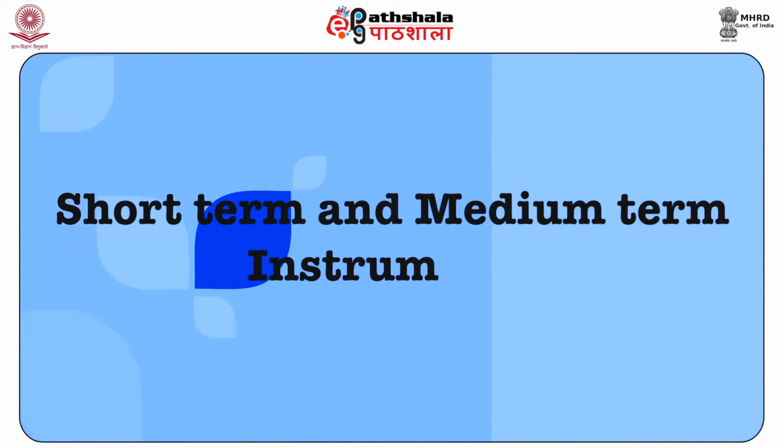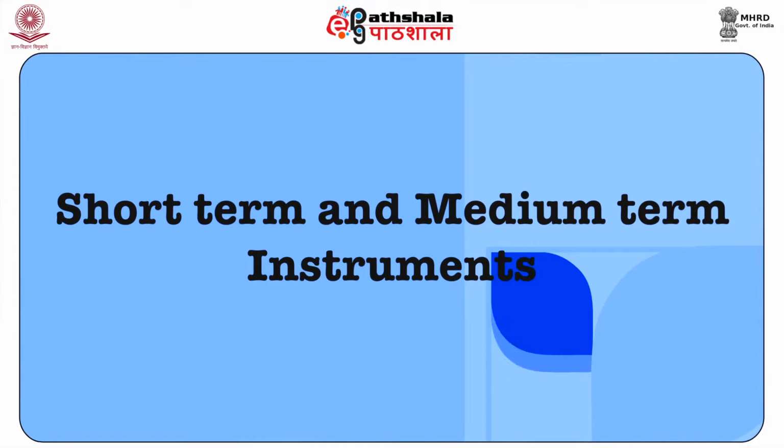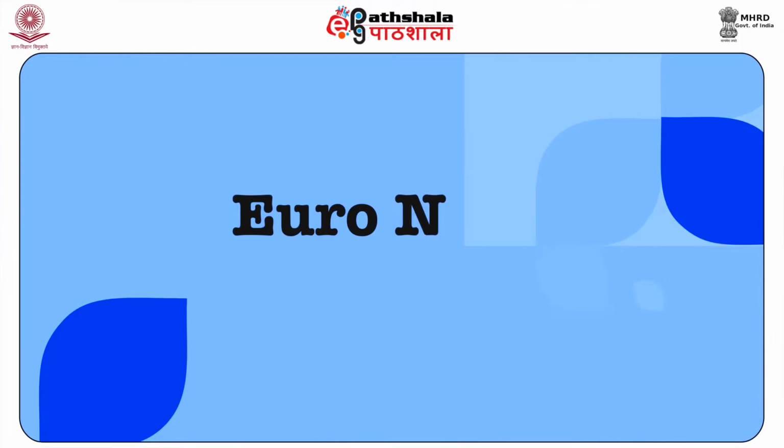Now let us examine short-term and medium-term instruments. The first one is Euro notes. Euro notes are short-term promissory notes with maturity period of less than 1 year. They are issued by companies to meet their short-term fund requirements. A company can issue Euro notes in any currency other than the currency of the country where they are traded. It is an inexpensive route of funding as they are placed directly with the investor public.